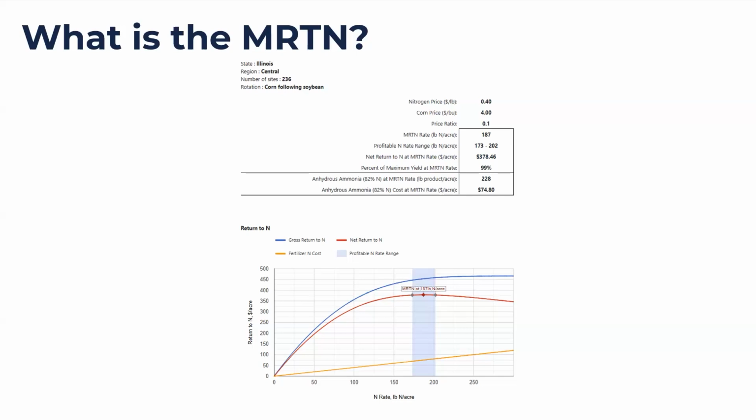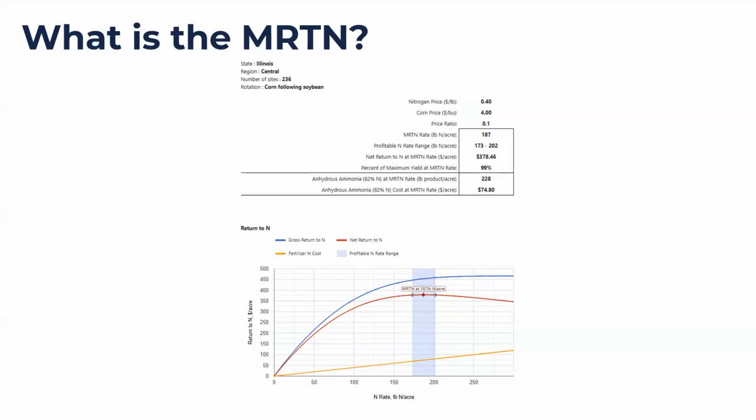So in Illinois, we still have quite a bit of fall anhydrous ammonia applied. And there's been some push to get farmers thinking about applying that in season or in the spring. So I wanted to investigate the finances of that.